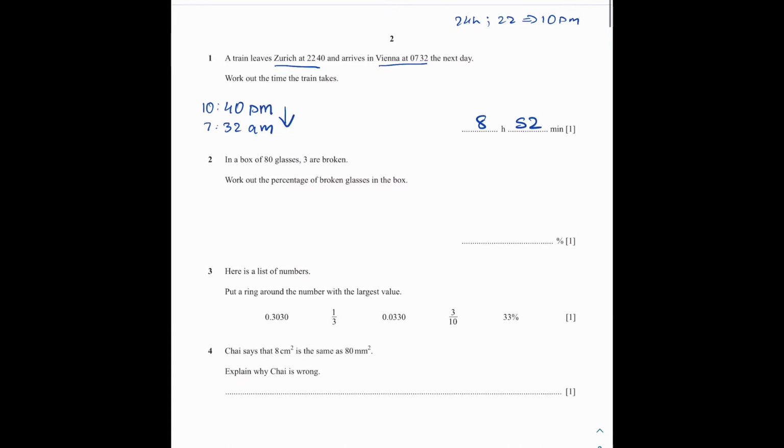All right. In a box of 80 glasses, 3 are broken. Work out the percentage of broken glasses in the box. So there are 3 glasses broken out of 80, and we can just multiply that by 100, which is 300 divided by 8. If you plug that into your calculator, that gives you 3.75%. So 3.75% of the glasses are broken.